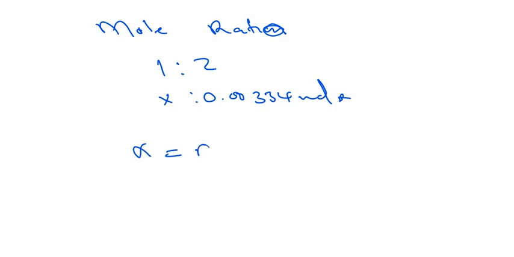We did more ratios. We said there is 1 to 2. We don't have this. Then here we had 0.0, this was 0.0334. Yeah, that's how we got the X, the X to be the number of moles of the sulfuric acid.